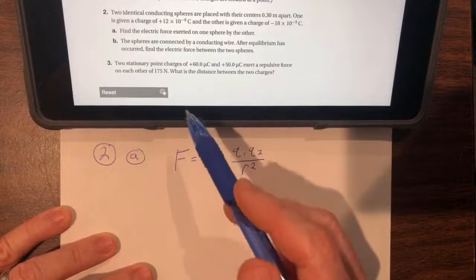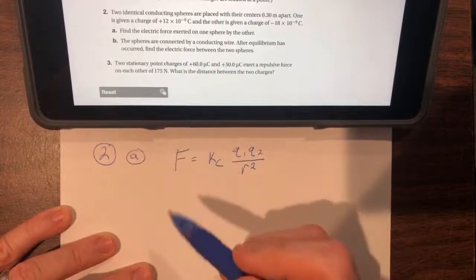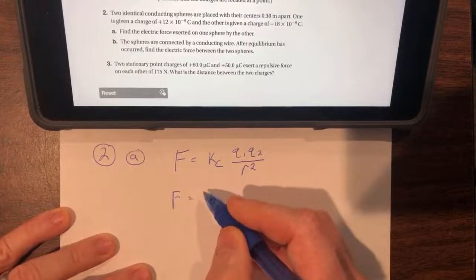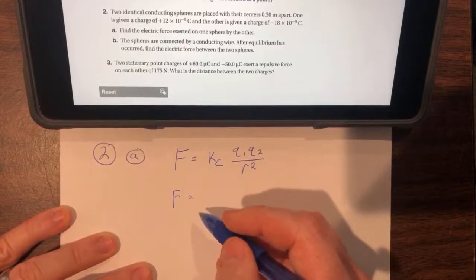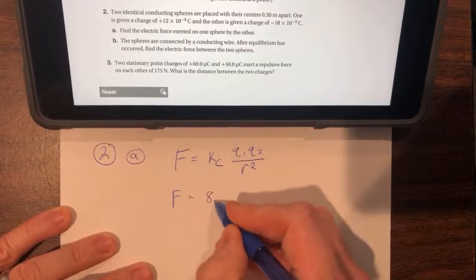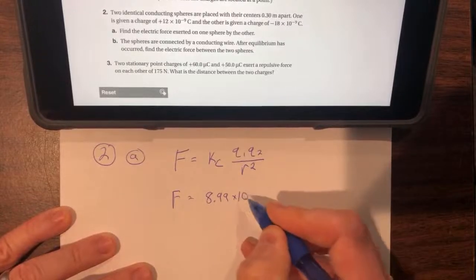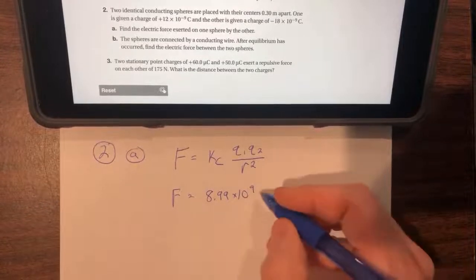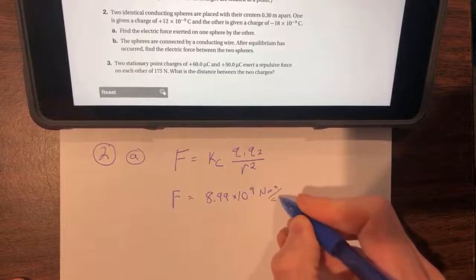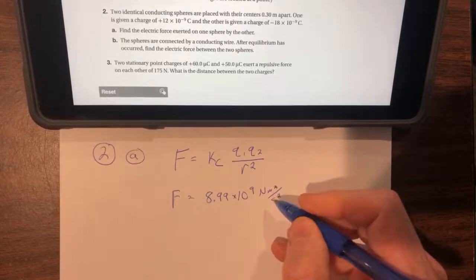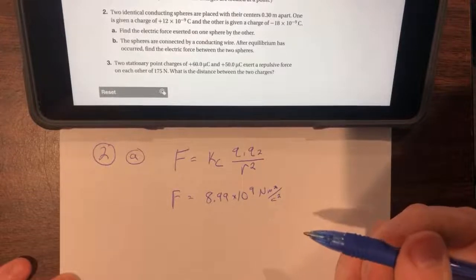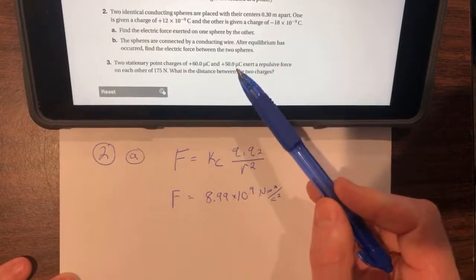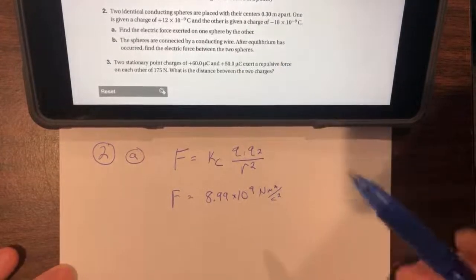All right, so this is back over here. Find the electric force exerted on one. Your value of Kc is 8.99 times 10 to the 9th, I think. Yep, and that's going to be newtons meters squared per coulomb squared. The units are going to be important here. We're going to make sure we keep our units the same, especially because some of these deal with centimeters. I don't think there are any centimeters here. We have to worry about those things, the micro coulombs, all that kind of stuff.